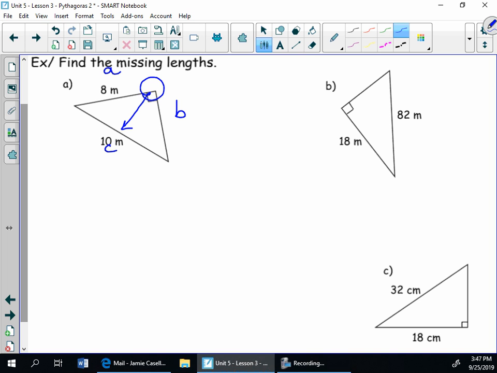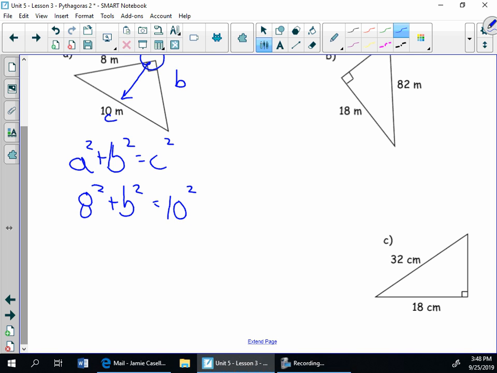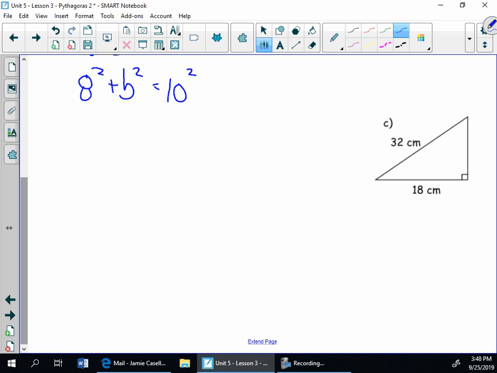So what is my situation? Well, my formula is a squared plus b squared is c squared. But I know that a is 8. I don't know what b is. I'm going to call it b still. And c is 10. And we've always said with algebra, when we have letters in equations, we want letters on one side, numbers on the other. We don't have that. We've got to fix it.